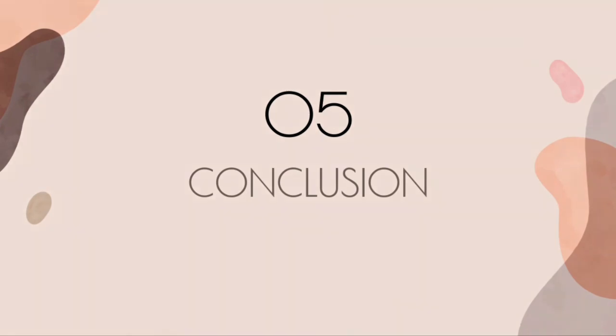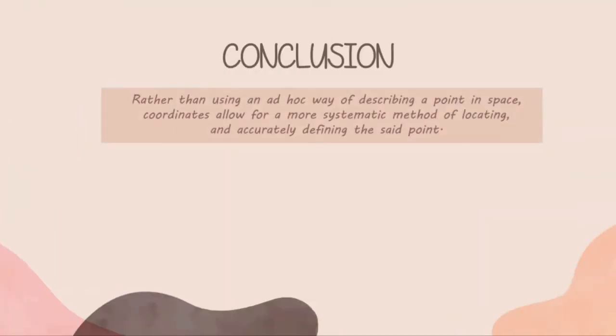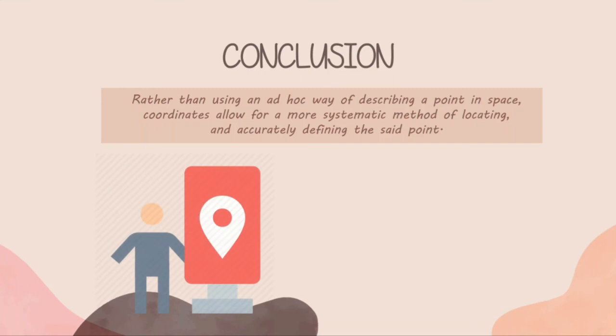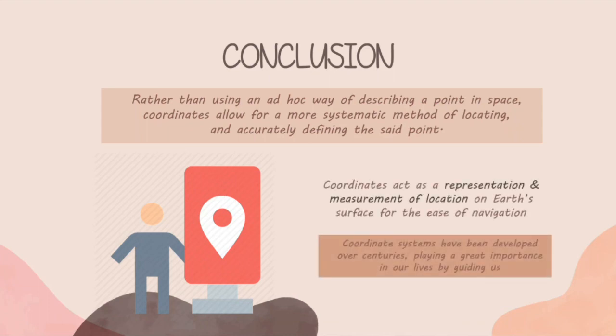So in conclusion, rather than using an ad hoc way of describing a point in space, coordinates allow for a more systematic method of locating and accurately defining a set point. It is a universal language which tells a person the specific position of a point on the entire Earth's surface. These coordinates act as a representation and a measurement of location on the Earth's surface for ease of navigation, and coordinate systems have been developed over centuries, playing a great importance in our lives by guiding us.